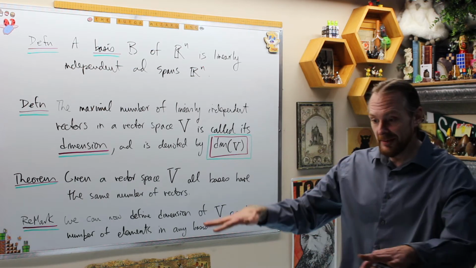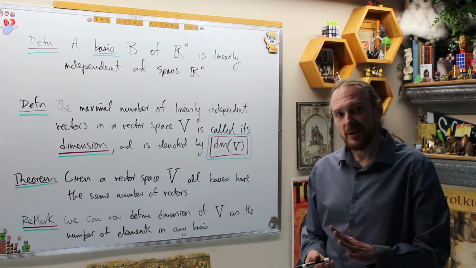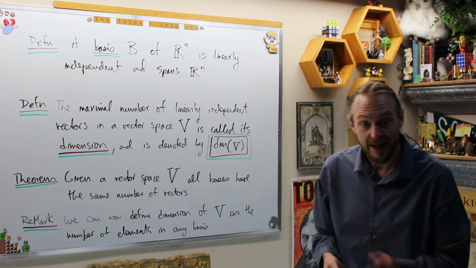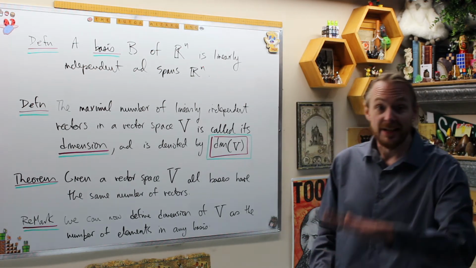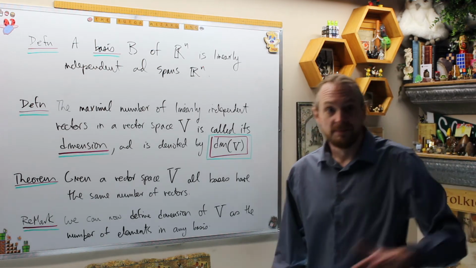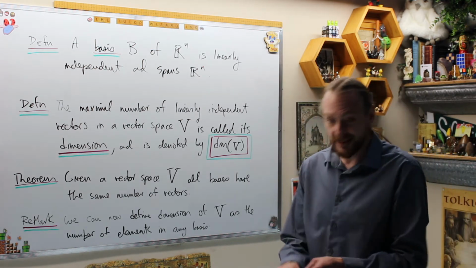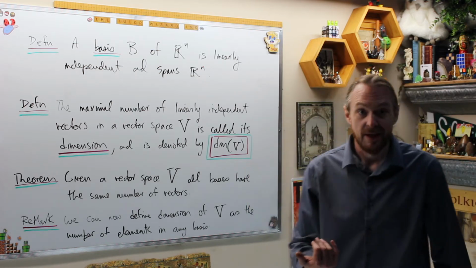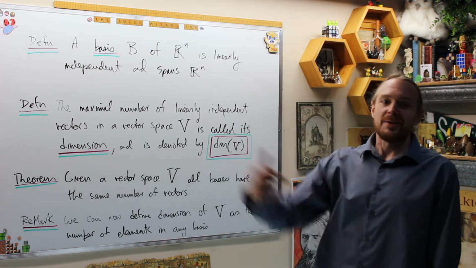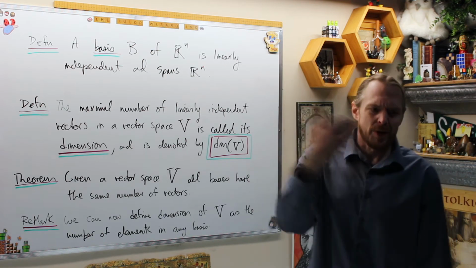So for 2-space, what was it? Any 2 non-collinear vectors are linearly independent. So the maximum number of linearly independent vectors in the plane is 2, so a plane is 2-dimensional. The maximum number of linearly independent vectors in 3-space is 3, so R3 is 3-dimensional. When you get into more abstract ones, why is the set of all 2x2 matrices 4-dimensional?